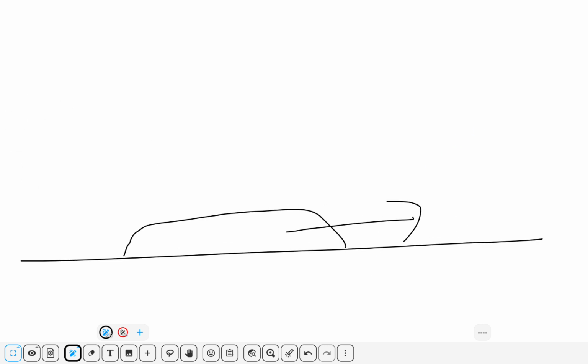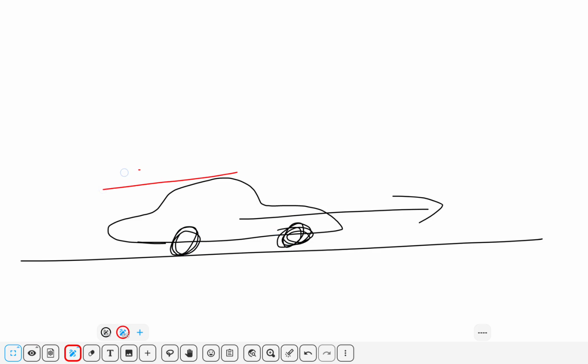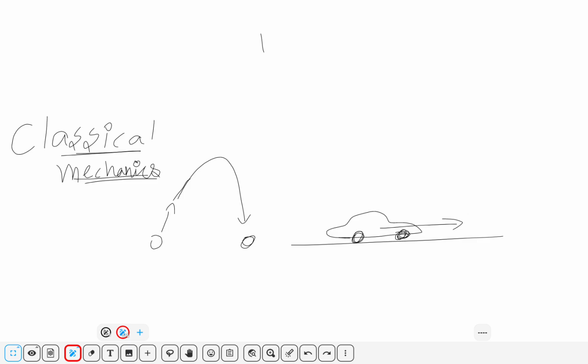A car going in a certain direction, and then when it stops, it means some force was applied in the opposite direction. So that's why it stopped, and I don't know what not. Too many things.